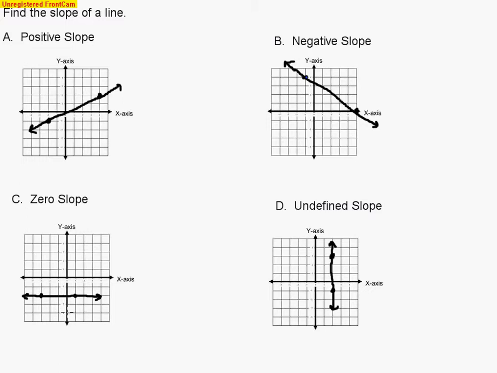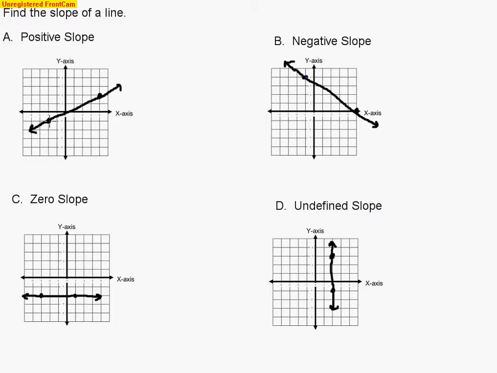Zero slope is a flat line. You don't increase at all, you just stay flat. Your x values are getting bigger, but your y values never get any bigger. An undefined slope is the opposite. Your y values change, but your x values never do. And so we'll take a look at the 4 different types of problems here.